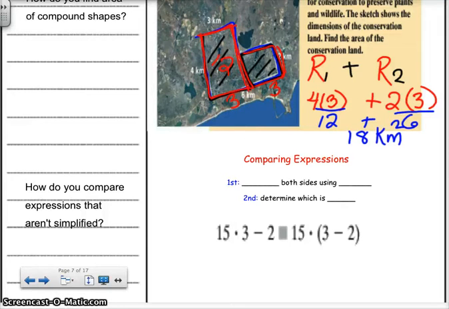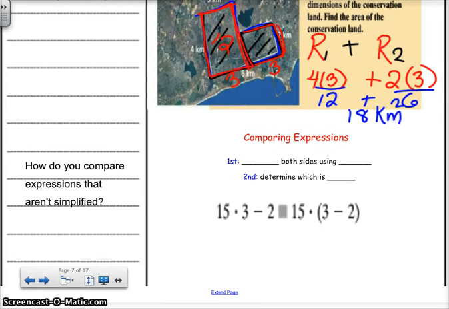Okay, next thing is simplifying or comparing. Comparing means bigger, less than, or equal. Okay? That's what I mean by compare. They're called inequalities. The first thing you want to do if I have a big comparison to do is simplify both sides. Remember, simplify is just a fancy way of saying, tell me what the answer is. Simplify using order of operations.